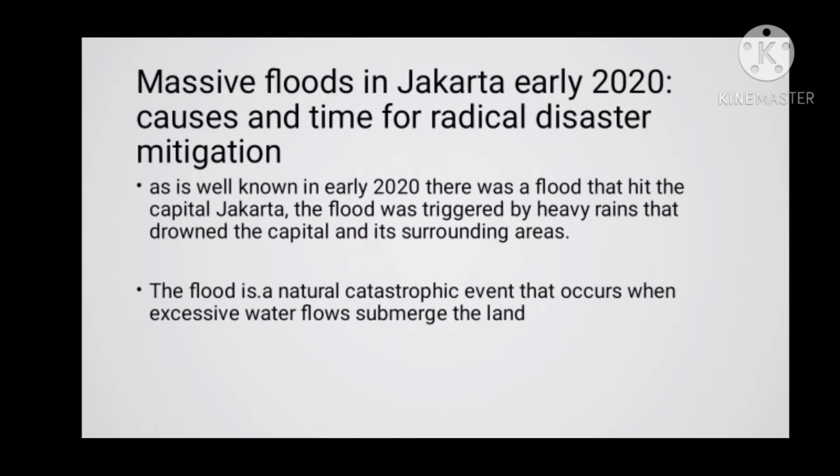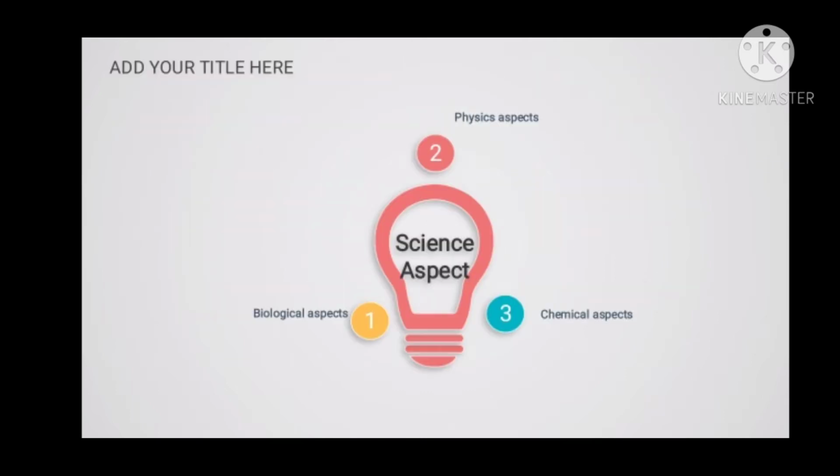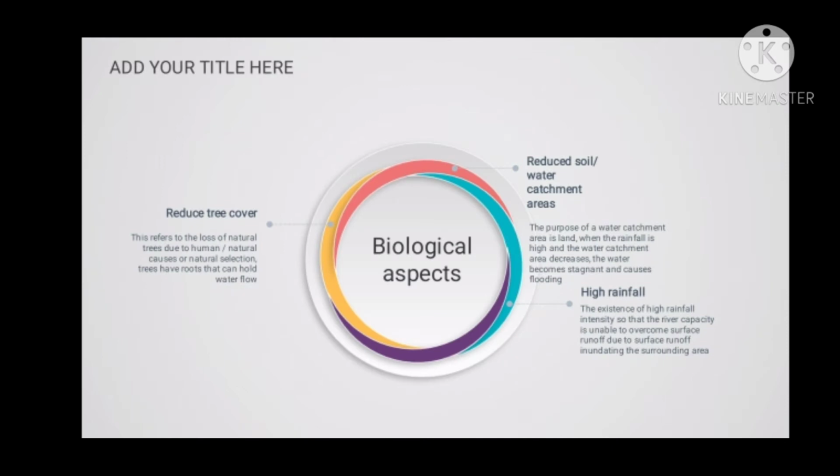As is well known, in early 2020, there was a flood that hit the capital Jakarta. The flood was triggered by heavy rains that drowned the capital and its surrounding areas. A flood is a natural catastrophic event that occurs when excessive water flows submerge the land. We can see here that the scientific aspects of flooding are divided into three parts, namely the biological aspect, then the physical aspect, and the chemical aspect.